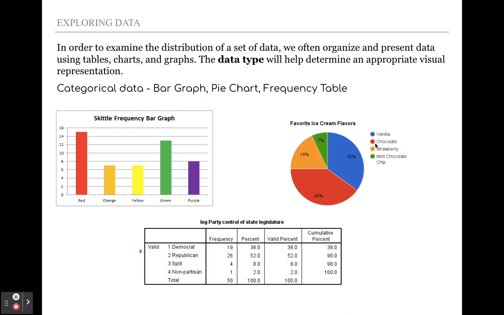Okay, so here we can see chocolate, 40% of respondents in this sample prefer chocolate. Vanilla is the second most popular, 35%, followed by strawberry, and then my favorite, mint chocolate chip. I guess I'm in the minority of this sample here, which may or may not be representative.